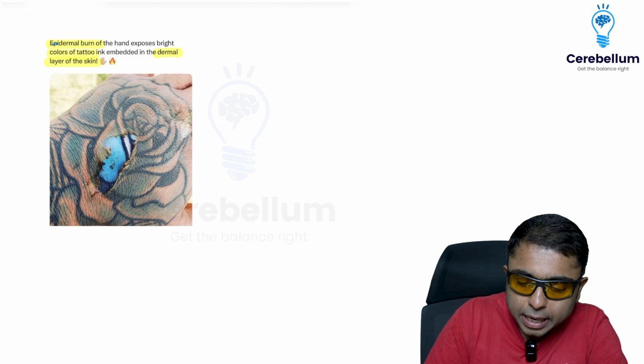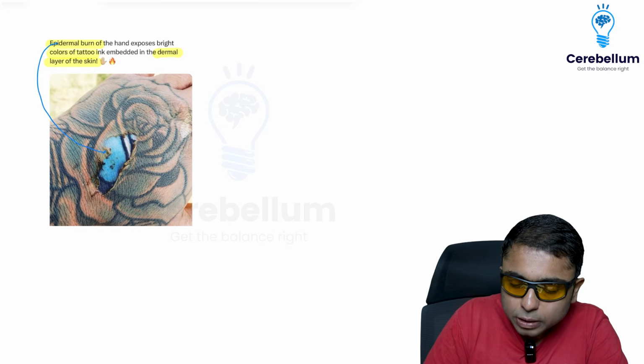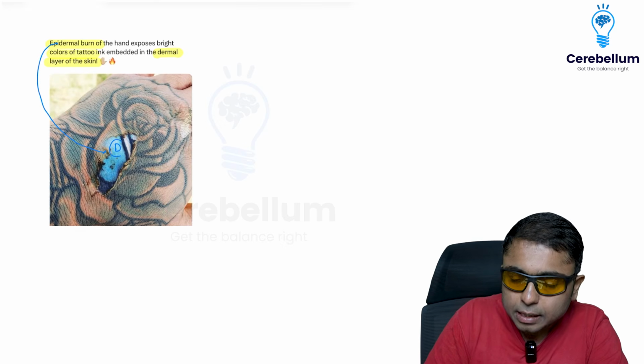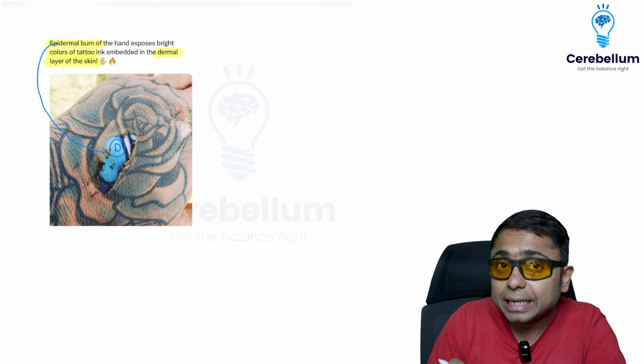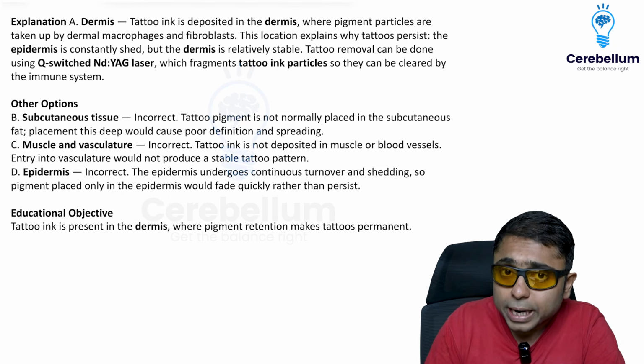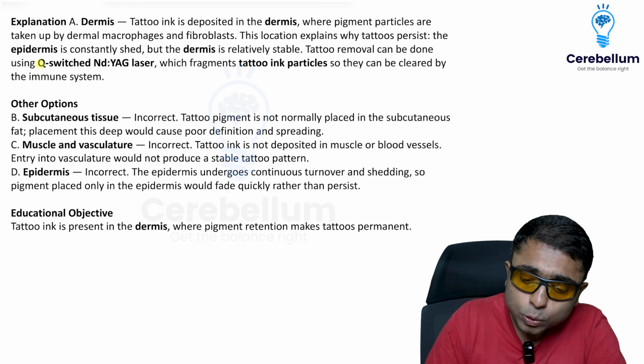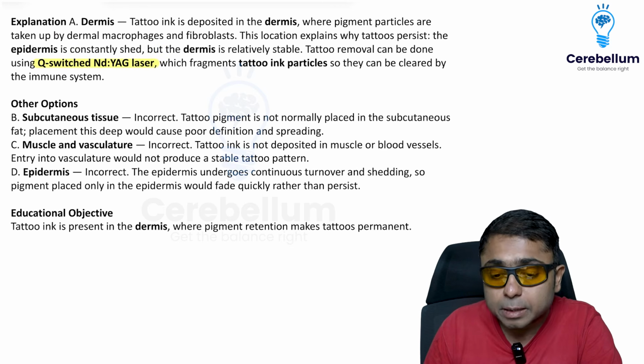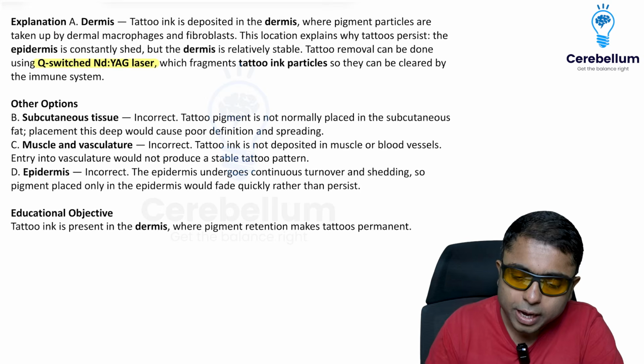This is the epidermal burn here, and you can see the dermis layer is showing the color of the tattoo ink, right? And if a patient wants to get the tattoo removed, then a Q-switched Nd:YAG laser can be used for that purpose. That may be a future question, so I have covered it.